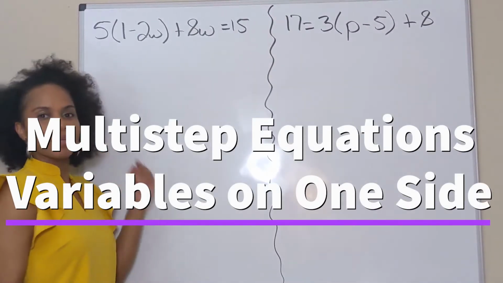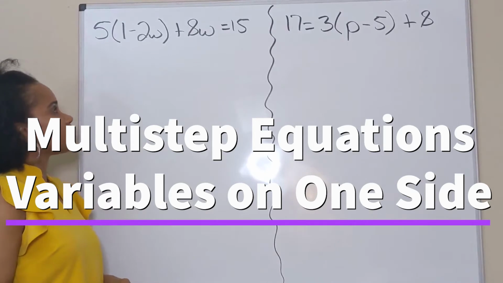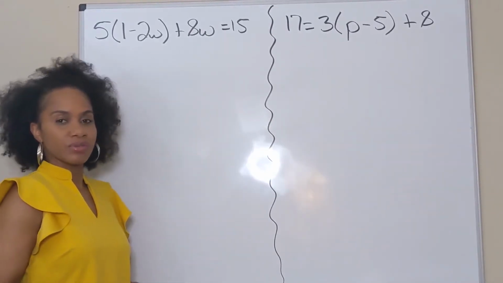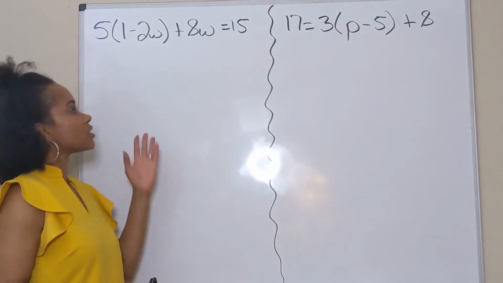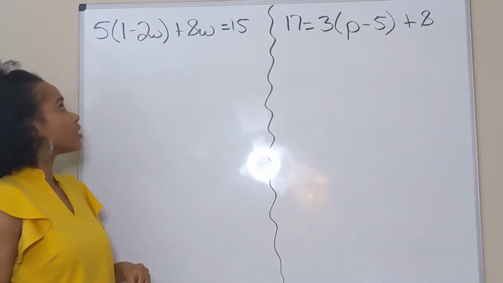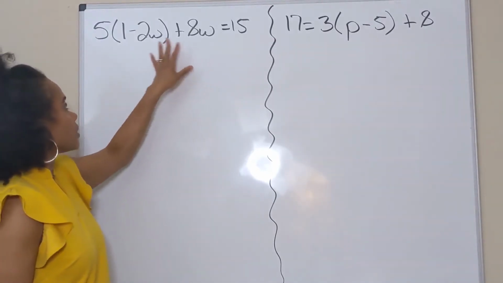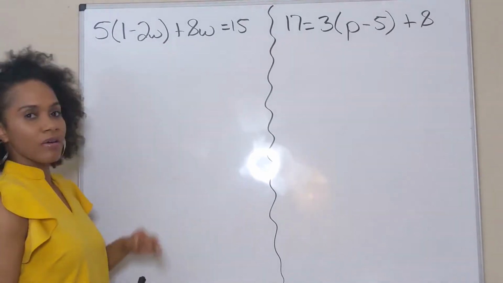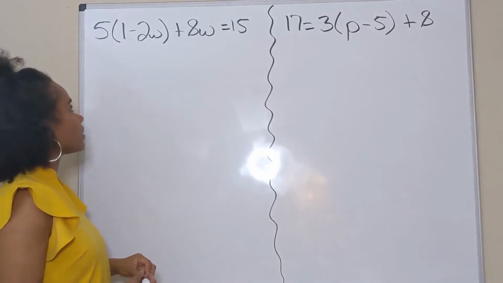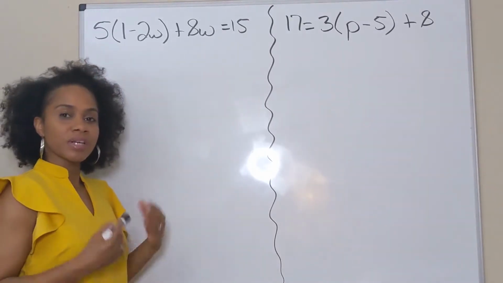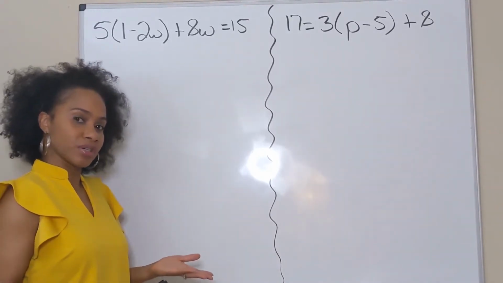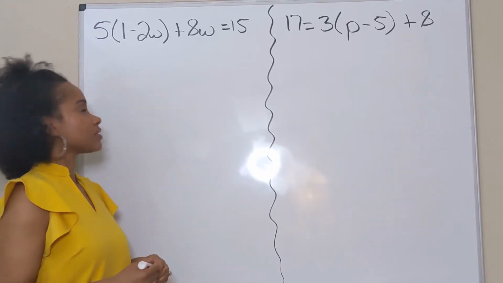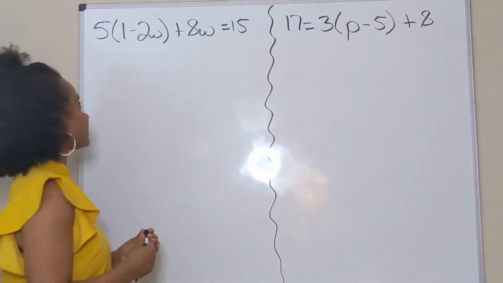Okay, so now we're looking at multi-step equations. Multi-step equations are basically equations where you have two or more like terms on the same side. As you can see here, we have two terms with the w. We're going to solve this by using the distributive property, combining our like terms, and then we're going to be left with a two-step equation and solve that two-step equation using our inverse operations. All right, so let's get started.